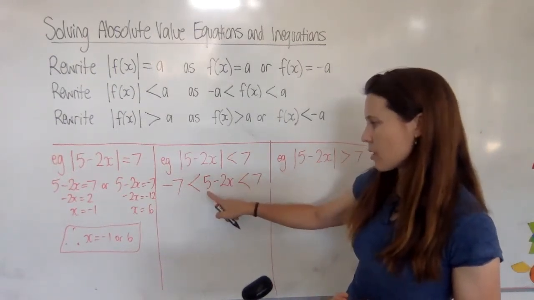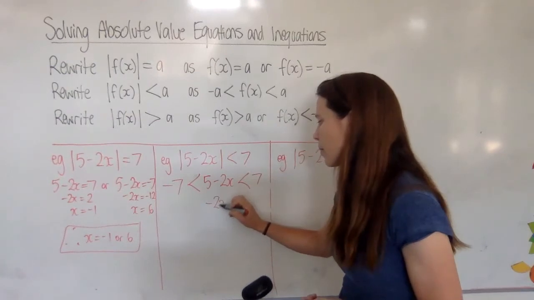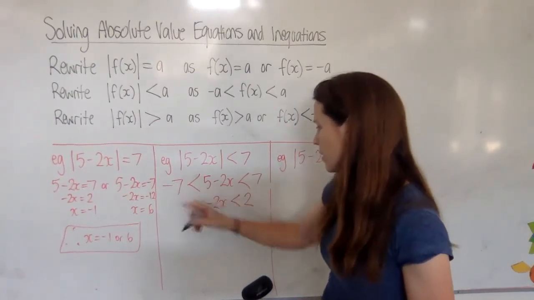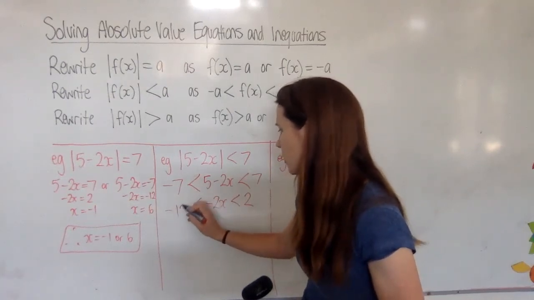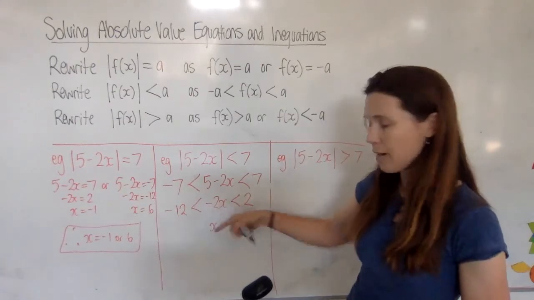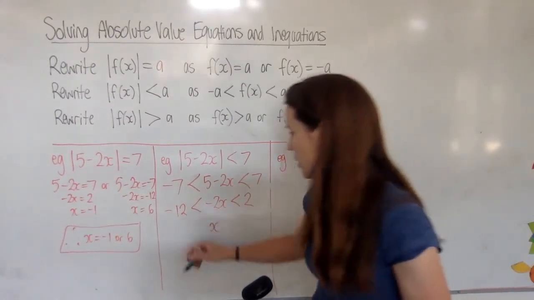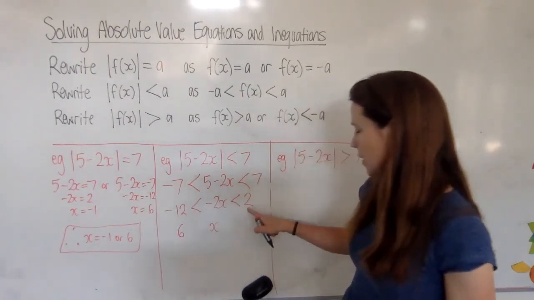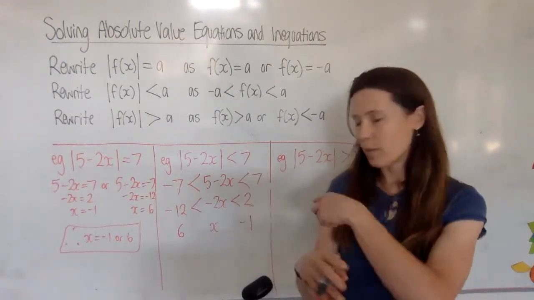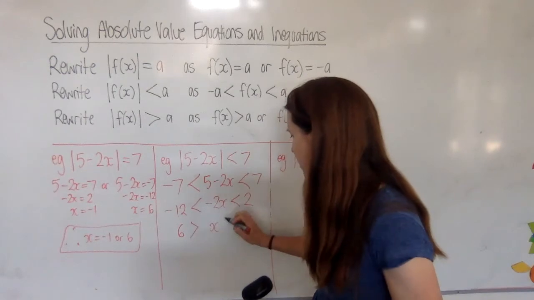So first thing to do is to subtract 5 so that I have my minus 2x on its own. So I need to subtract 5 here and subtract 5 over here. Next, I want to get the x by itself, so I need to divide everything by minus 2. So dividing this by minus 2 gives me this, dividing this by minus 2 gives me this, but when you divide by a negative, you have to flip the signs, and that gives me this.